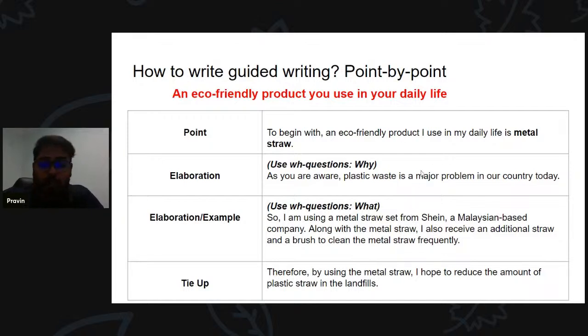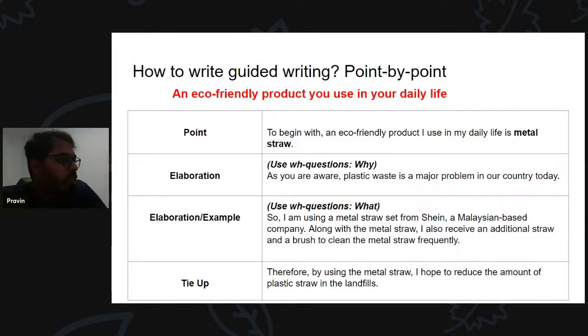And then I say plastic waste is a major problem in Malaysia today. Okay, so this is something very general, right? So that is why we are using eco-friendly product, because plastic waste is a problem. So I'm using a metal straw set from Shane, a Malaysian-based company. Ini saya reka saja. I just said company ni asal dia Malaysia. Okay, so you can write something like that too.